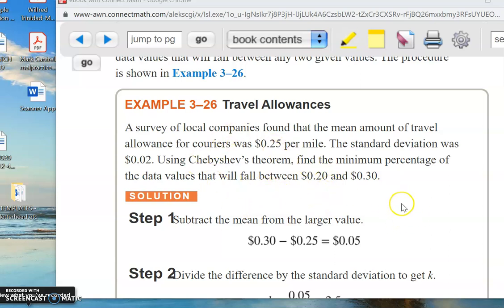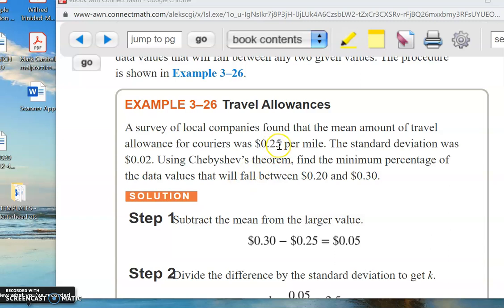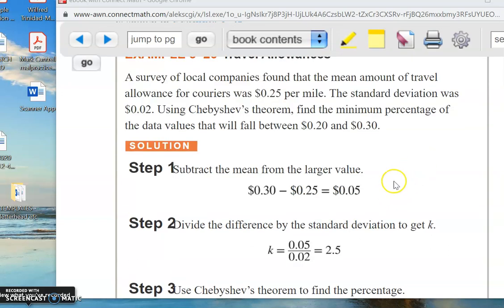So we're talking about a travel allowance here. The mean, the mu or the x bar, whichever you want to say, is 25 cents per mile. The standard deviation was 2 cents. So 25 cents is the x bar, and the s, the standard deviation, is 2 cents. What is the minimum percentage of all the data values? What percentage of the data values will fall between 20 cents and 30 cents?